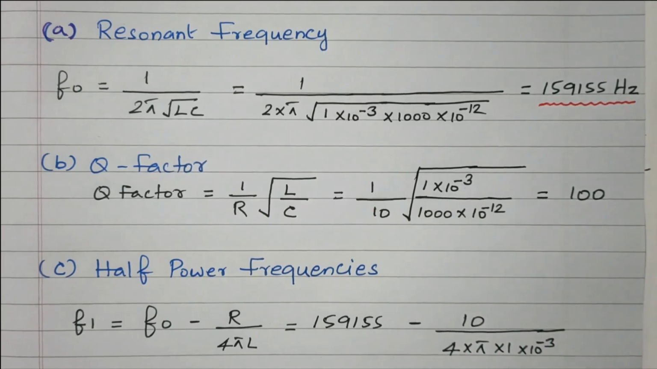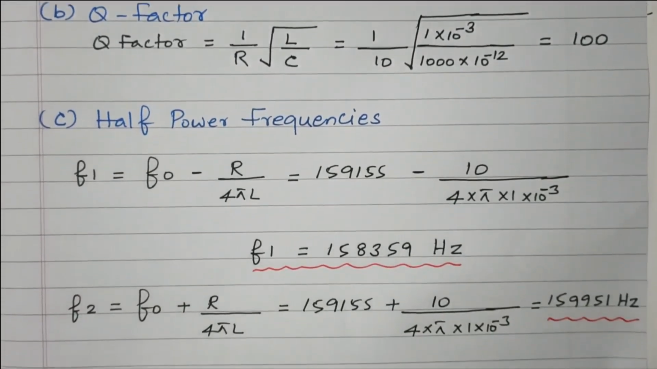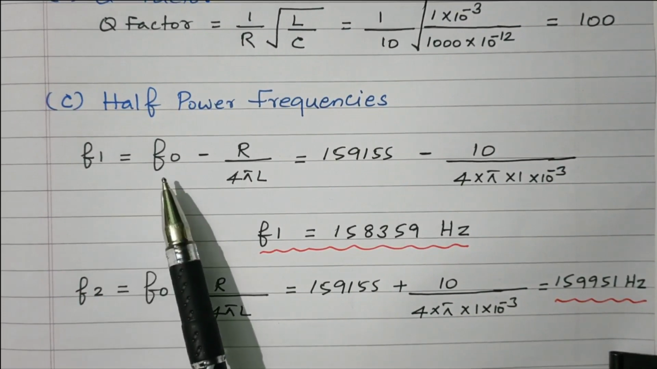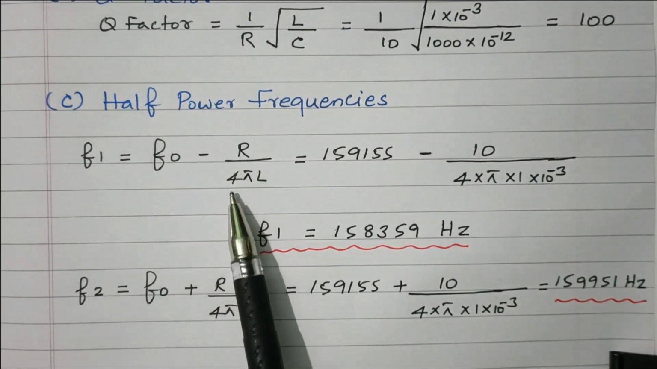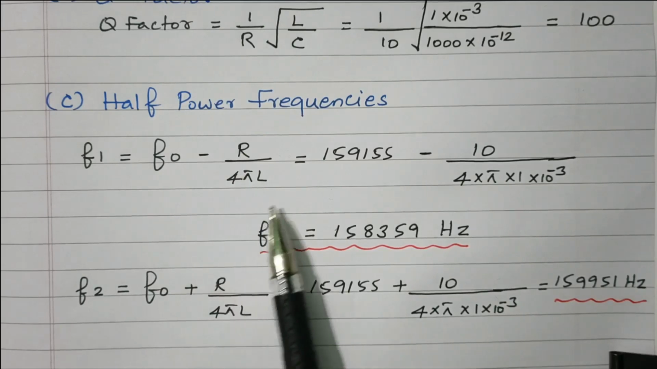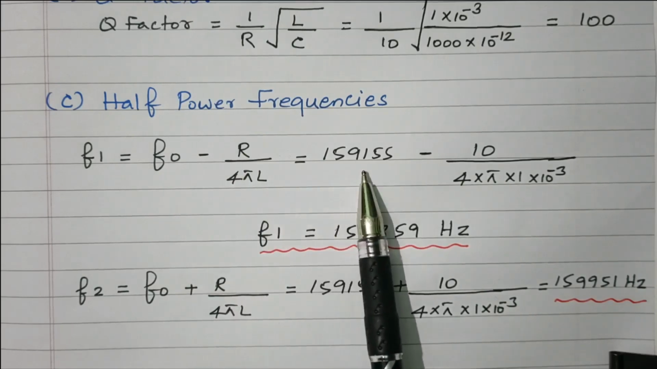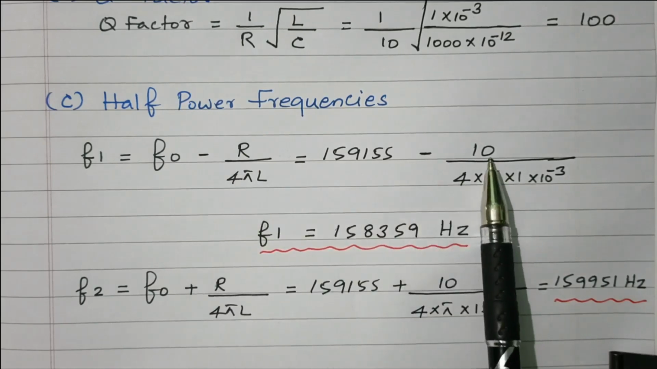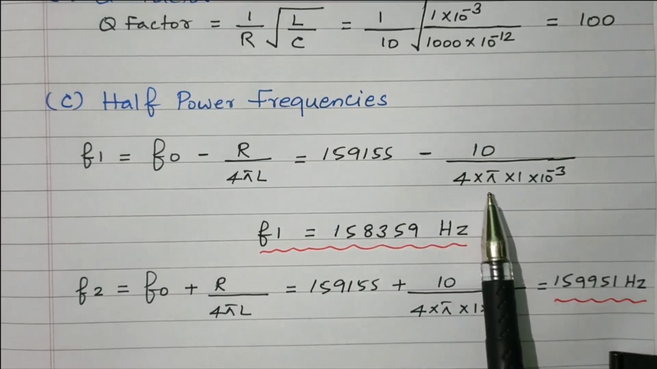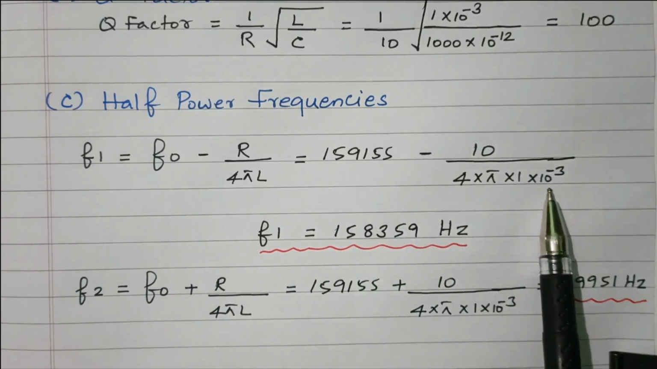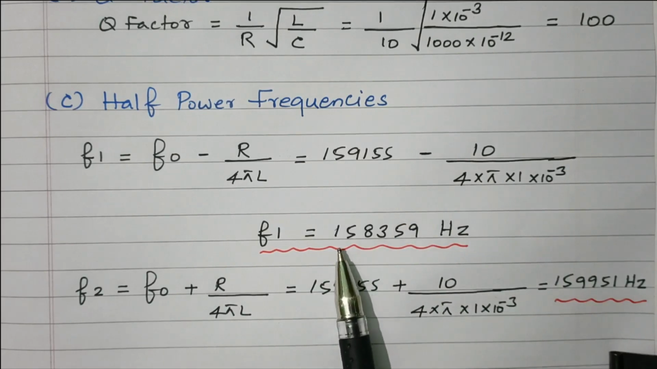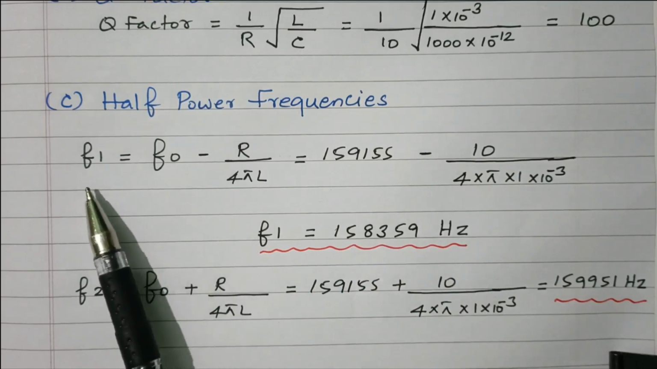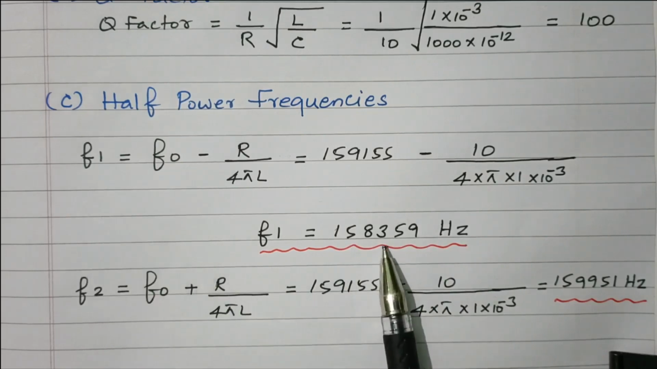Now we'll find the half power frequencies, F1 and F2. Two half power frequencies we'll find one by one. F1 equal to F naught minus R divided by 4 pi L. So that is equal to 1,59,155, this is the F naught value, minus R value is 10 divided by 4 into pi into 1 into 10 to the power minus 3. So this value is 1,58,359 Hz. F1, the lower half power frequency, value identified.